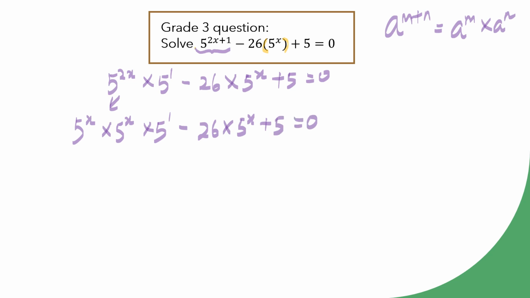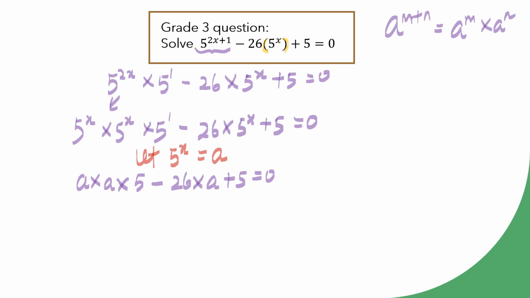Usually when we do substitution, we substitute the unknowns, the one with the variable. So right here, obviously, it's 5 to the power x. So we're going to substitute 5 to the power x. You can let it be any letter you want, A, B, C, D, whatever. I'm going to let it be the letter A. So we can substitute into the above equation: you have A times 5 minus 26, times A plus 5 equals 0. If you multiply everything together, you get 5a squared minus 26a plus 5 equals 0.